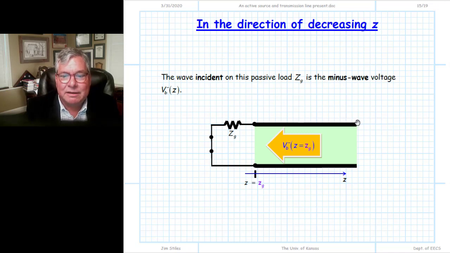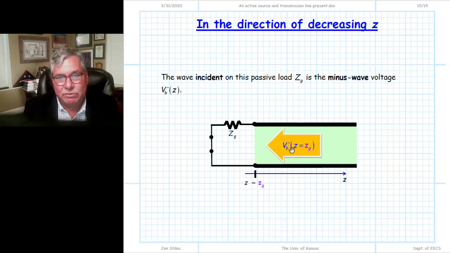That is true if the load is connected here at the end of the line where the value of index z is the greatest. But in this case, we have a passive load that is connected here at the beginning of the line, at the location where the index z is its least value. And so the wave that's propagating down toward that passive load is propagating in the direction of decreasing z. It is the minus wave that is incident now on that load.